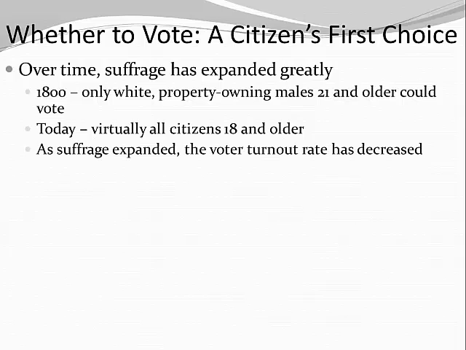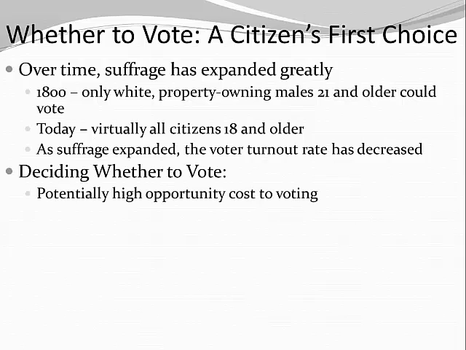However, as suffrage expanded, the voter turnout rate has decreased. This is really a paradox. Why, if more people are able to vote, do less people actually vote? When you take economics, you're going to learn about a term called opportunity cost, and that's really what you are giving up to do something. So there's a potentially high opportunity cost to voting.